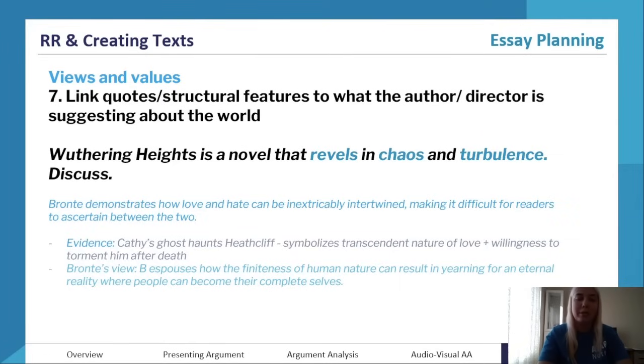Aim is at least two times per paragraph, because the bulk of your marks for a text response essay lies in actually having complex analysis. So we're doing the extended analysis for the symbol of Kathy's ghost haunting Heathcliff. And our views and values analysis here is that Bronte espouses how the finiteness of human nature, the fact that life, you know, ends can result in yearning for an eternal reality where people can become their complete selves.